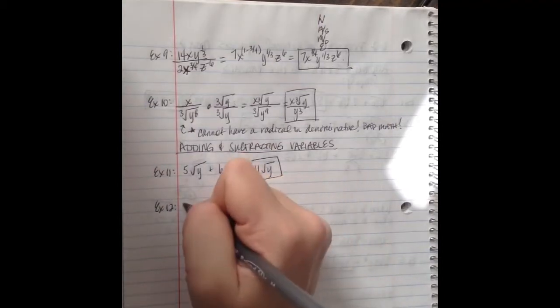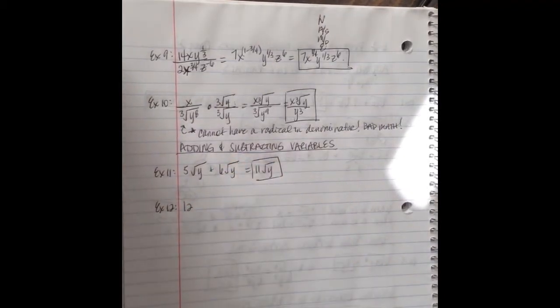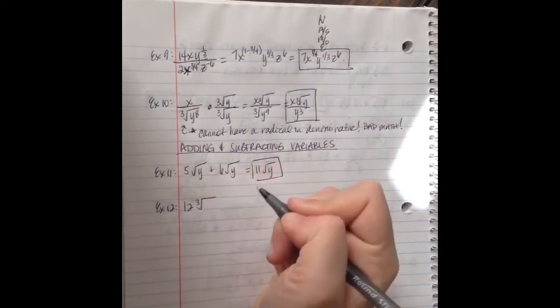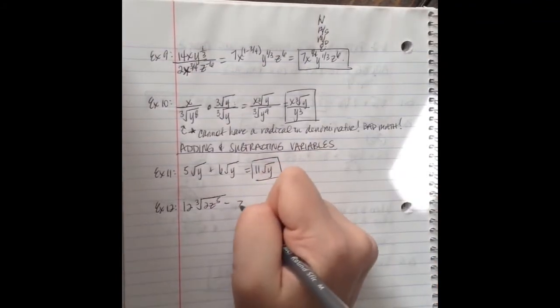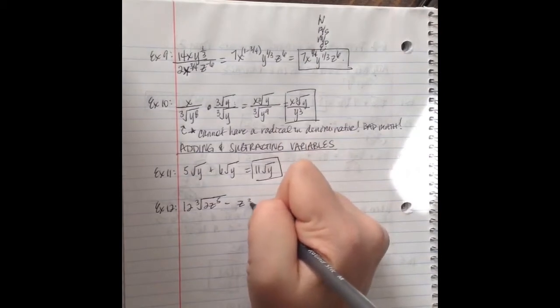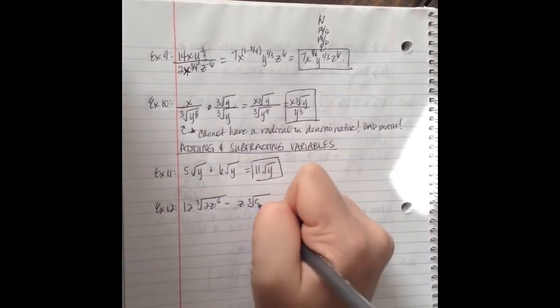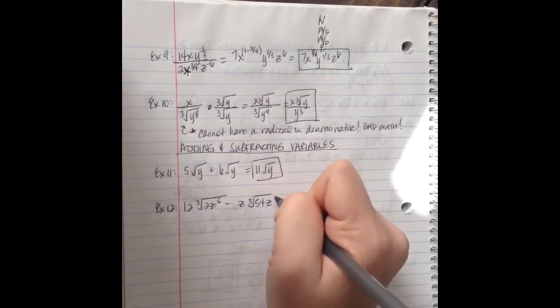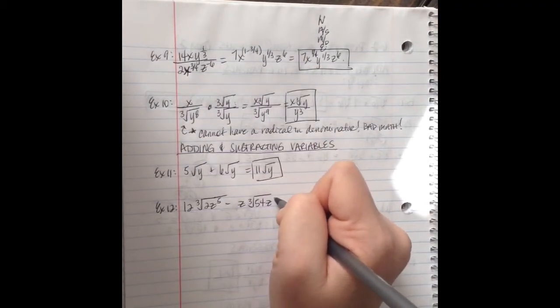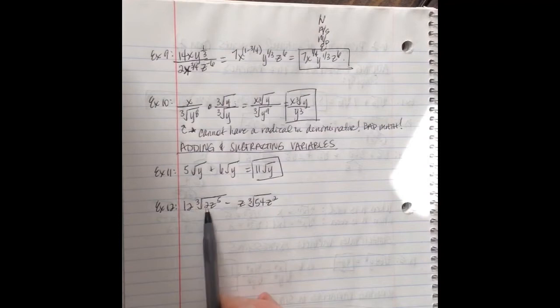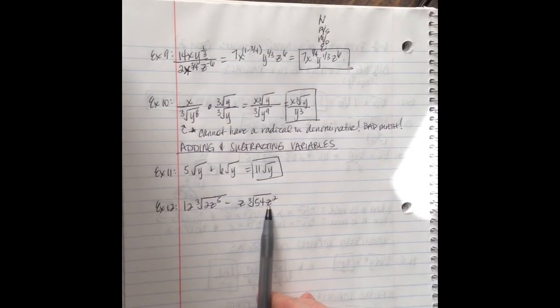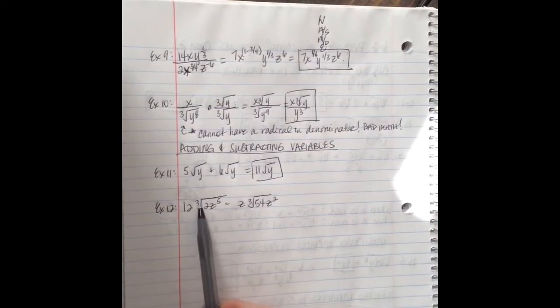Example 12, we have 12 times the cube root of 2z to the 5th power minus z times the cube root of 54z to the 2nd power. Alright, like I said, the cube root of 2z to the 5th power and the cube root of 54z squared are not the same. They are not like terms. So like we did at the beginning of the lesson, we can try to simplify one of them. Obviously, we can, let's start here.